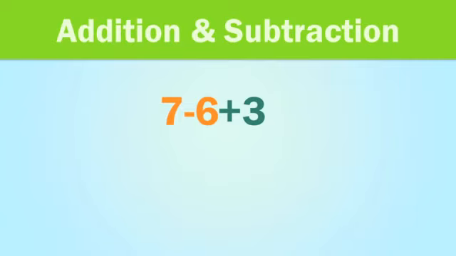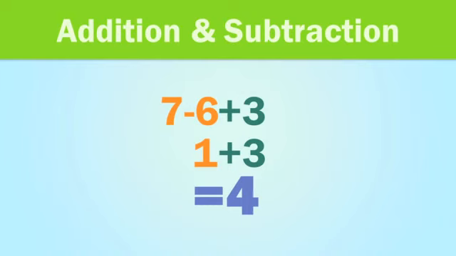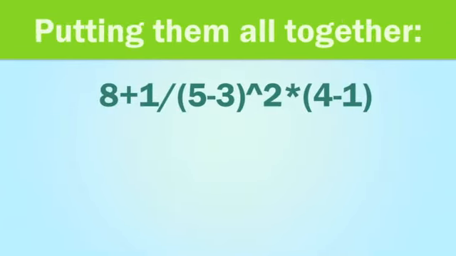Finally, we have addition and subtraction. Just like multiplication and division, these are on the same level, so we calculate them from left to right. Okay, now let's put them all together. This formula may look really complicated, but we're just going to go step by step through the order of operations, and you'll see it's actually not that bad.